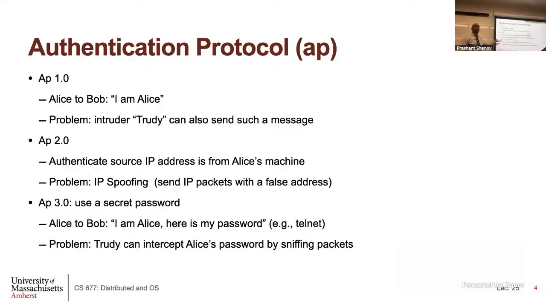So you will get to a typical thing where you will use a password, right? So this is what we are familiar with. You have a username and a password, okay? So Alice can send a packet to Bob saying, I'm Alice, here is my password, okay? But if this text is going unencrypted over the network, that's a problem because Trudy can intercept this packet, extract the password, and then log into the system claiming to be Alice.